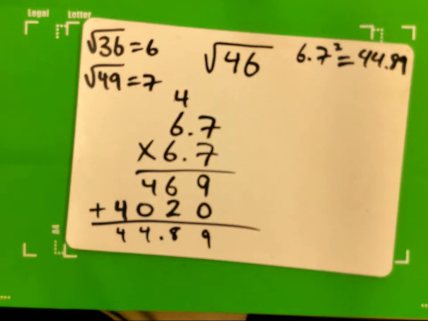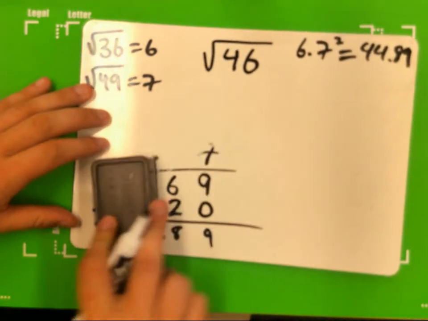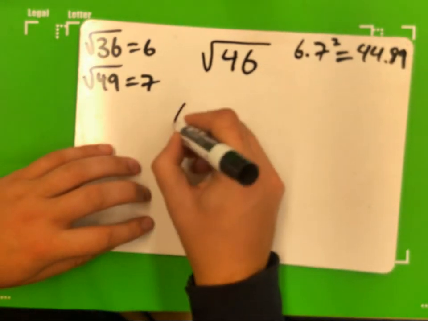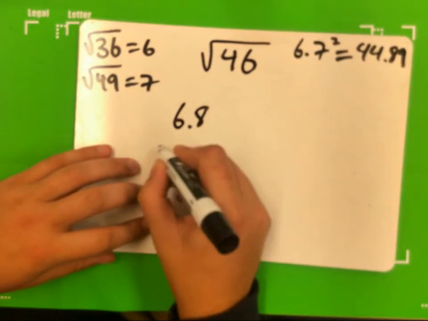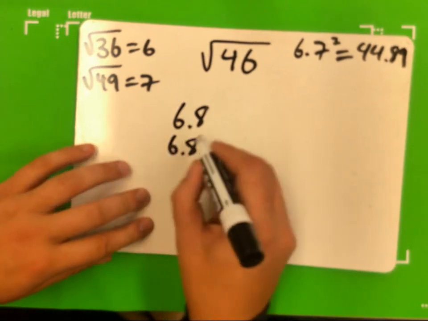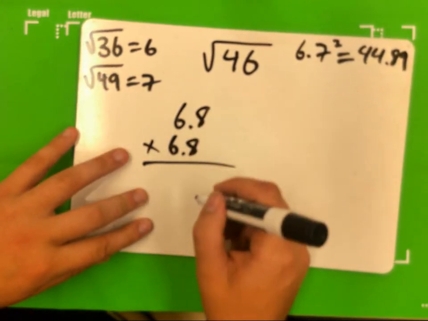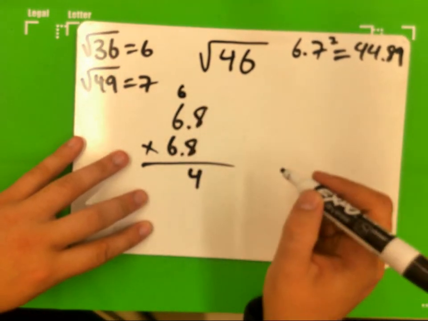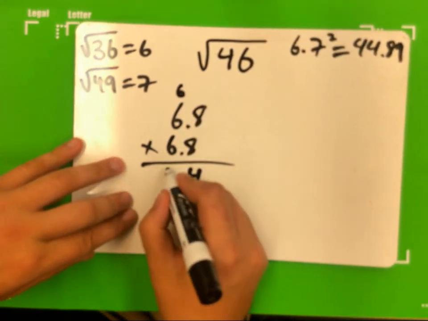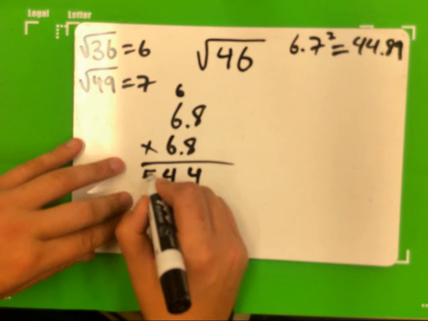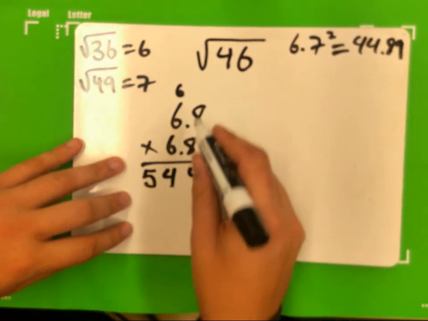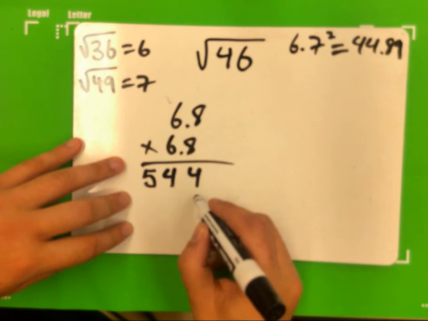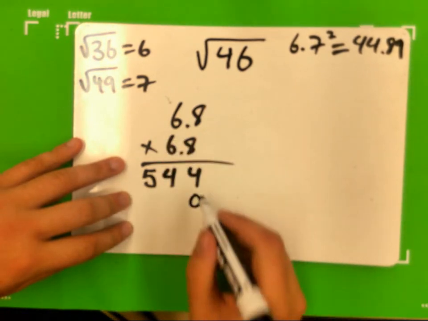That's too far away. Let's try 6.8. So we're going to try 6.8 squared. 8 times 8, 64. Put my 4 down, carry my 6. 6 times 8 is 48, plus 6 is 54. Put my 4 down, and there's no more numbers left, so there goes my 5. Again, done with my 8. I've used it. So now I'm going to move on and do my 6. So I put my 0 down.